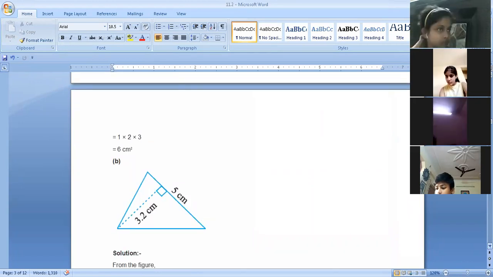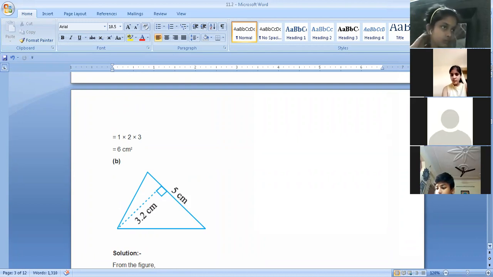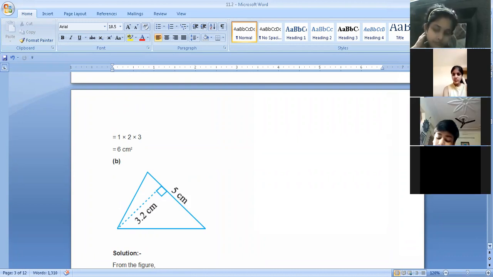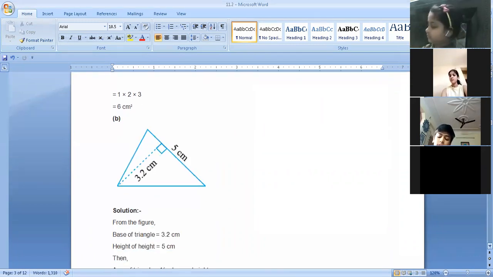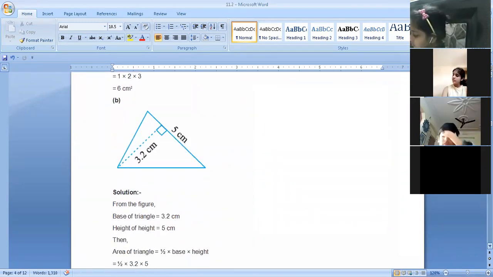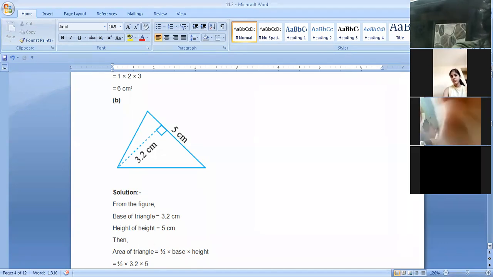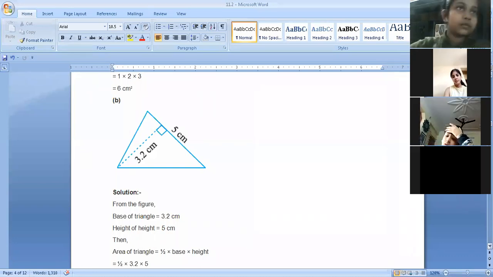Start drawing the next figure. Base is given 5 and height is given 3.2. You have to multiply. 0.2 into 5, multiply carefully, Haryanshi. Check your answer again, Haryanshi.